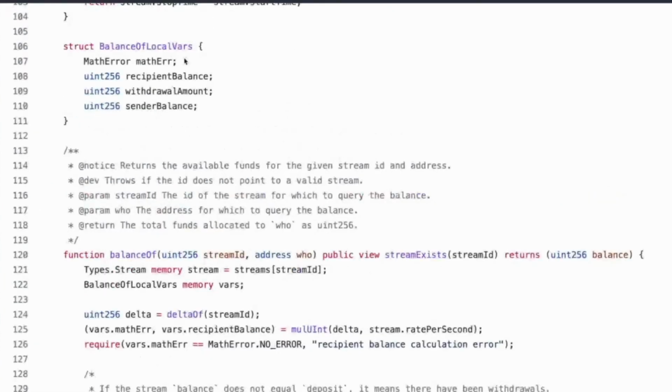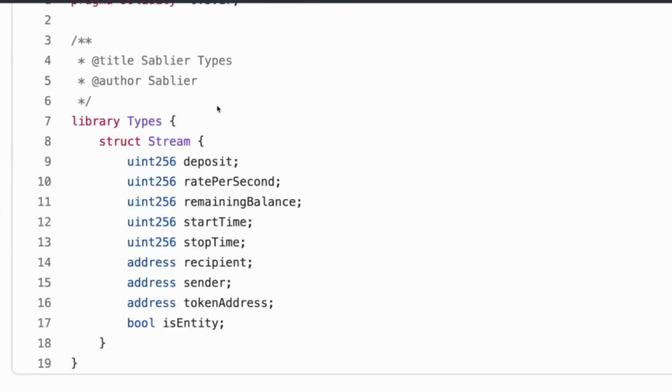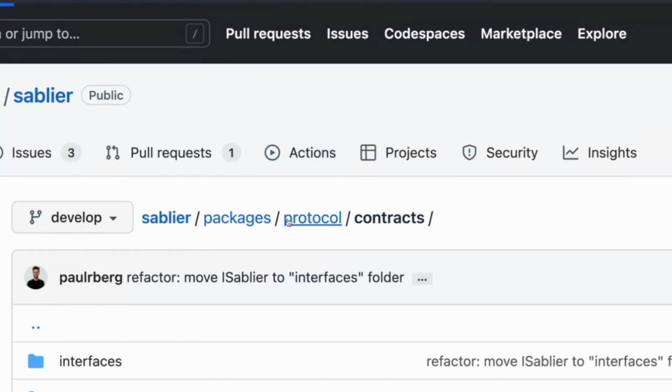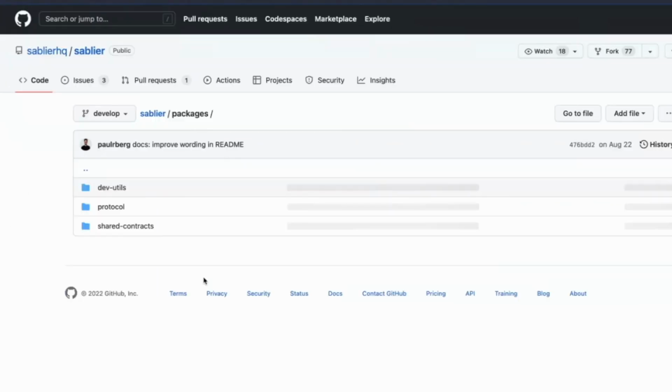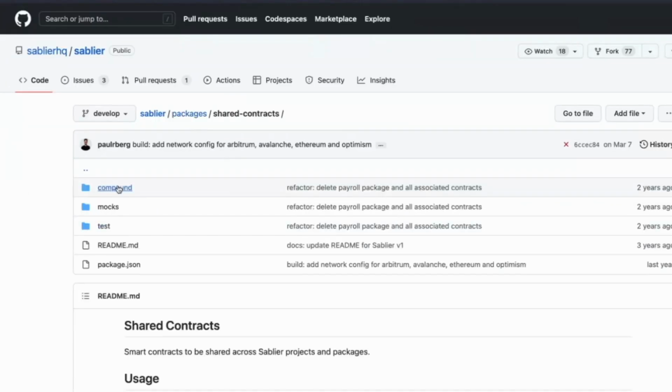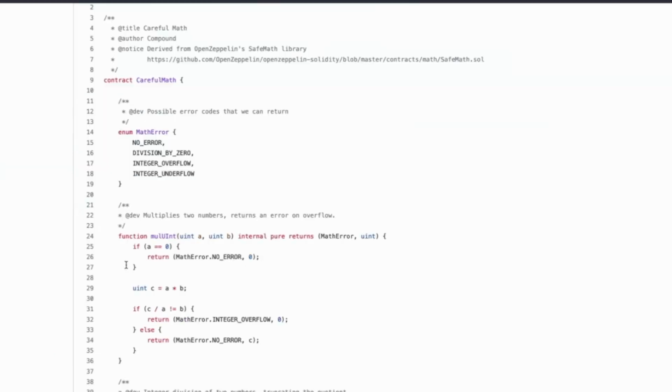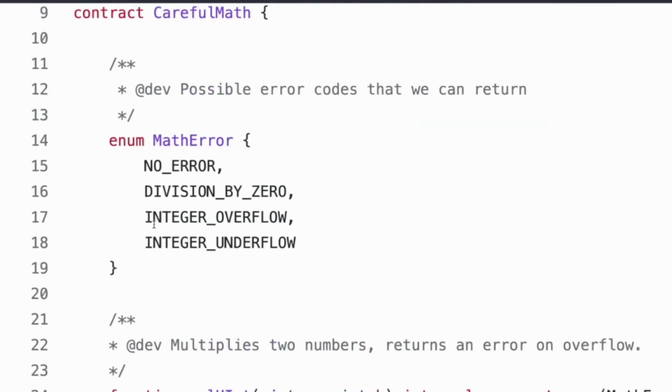So that's this. So it's math error, recipient balance, withdrawal amount, sender balance. Sorry, I'm so curious. I'm going to go quickly to, it was under shared. I want to go to careful math. And okay, so math error is my bad.